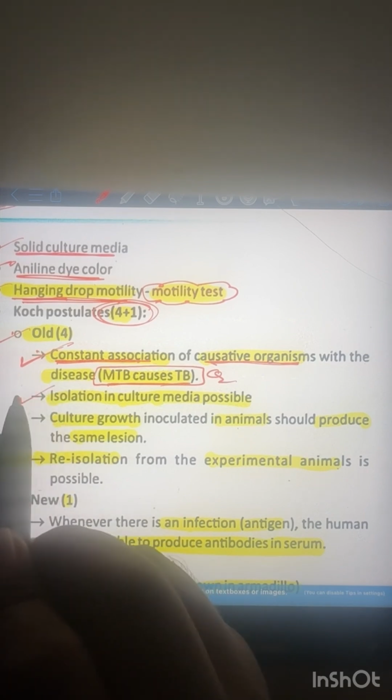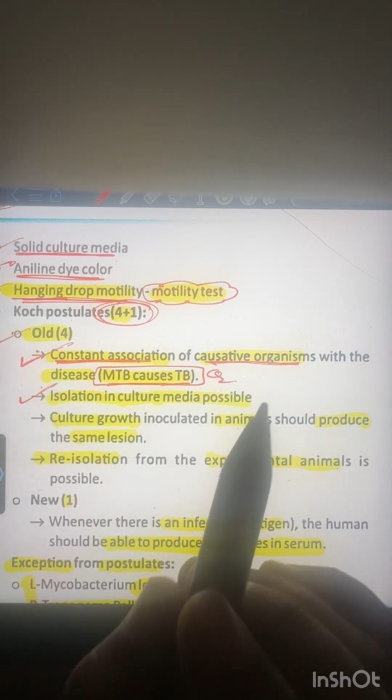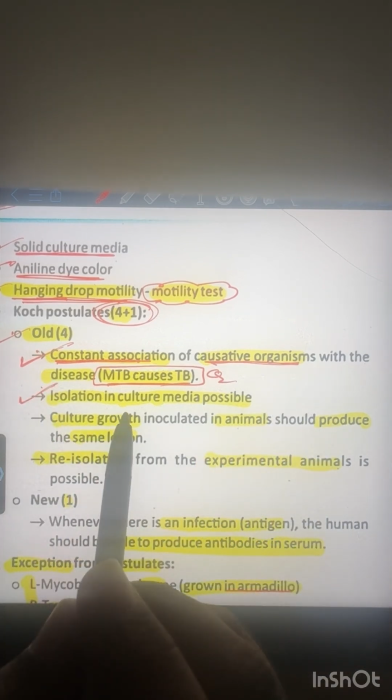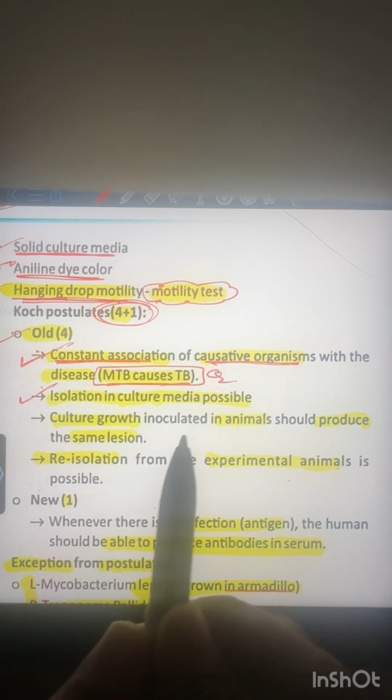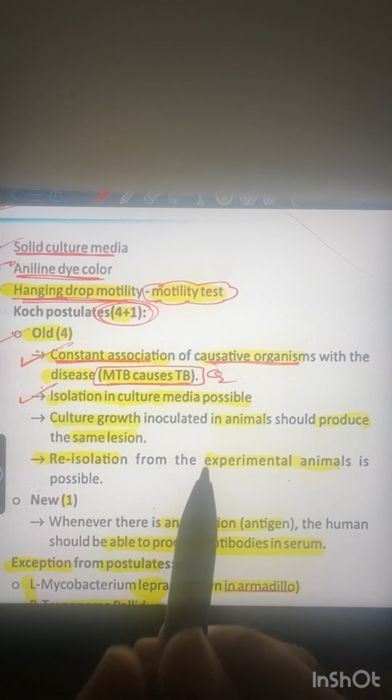Suddenly, it's not going to end up causing cholera, right? It's of course going to cause TB. So there's a constant association that whenever this organism comes, it will cause the same disease. It will always cause TB only. Suddenly, it's not going to cause gonorrhea or cholera all of a sudden, right? That is the first Koch postulate.